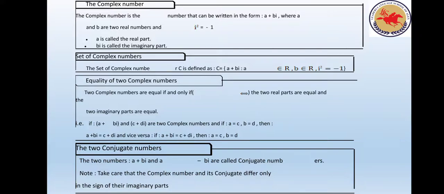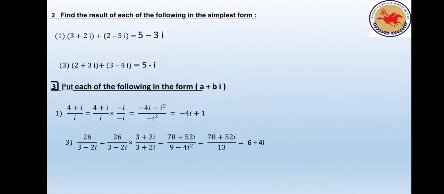The two conjugate numbers. The two numbers a plus bi and a minus bi are called conjugate numbers. Why are they called conjugate numbers? Because we change the sign of the imaginary part. To get the conjugate of the complex number, we change the sign of the imaginary part, only the imaginary part.